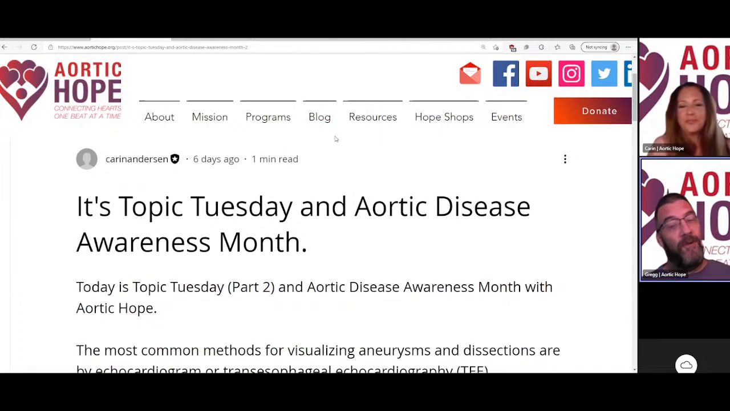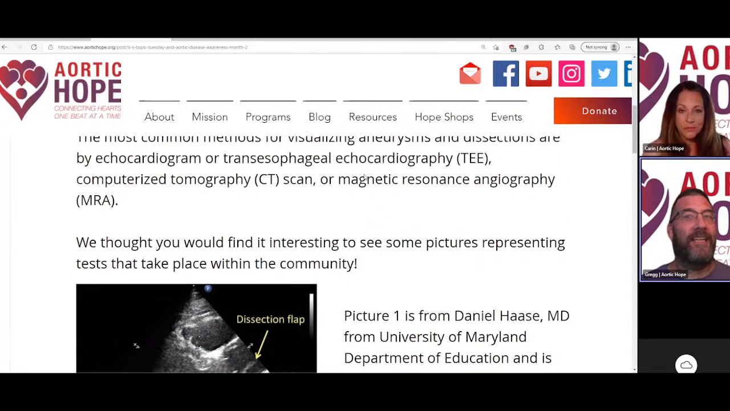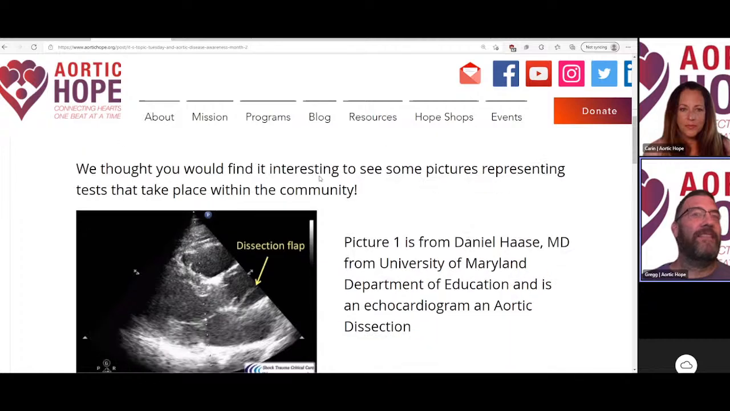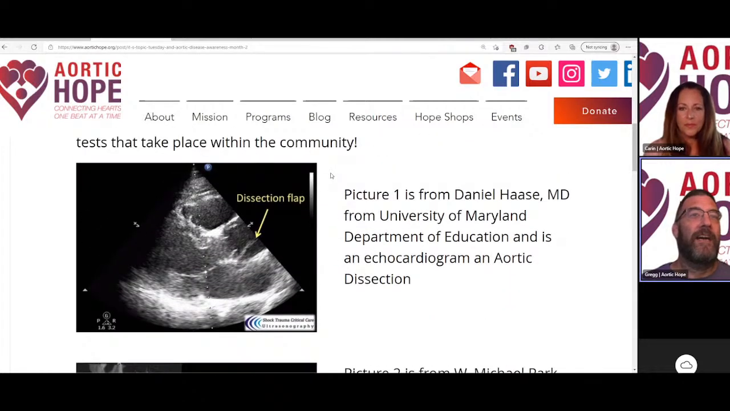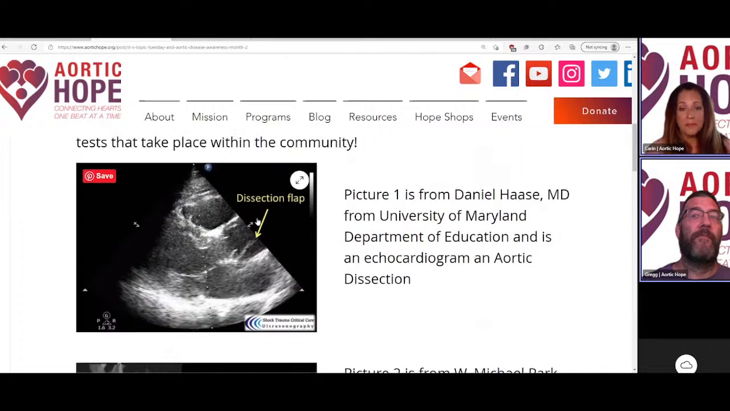Now, this is part 2. We moved to Topic Tuesday. And this is where we're going to start. Once again, it starts talking about the TEE and CTs. Here we're going to start sharing pictures. This is from Daniel Haas, and it's an echocardiogram of aortic dissection. There's your flap. Yep, right there, that little arrow.